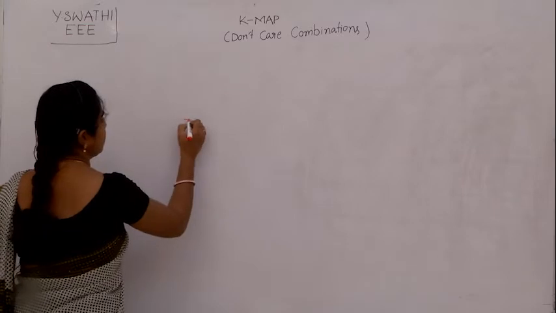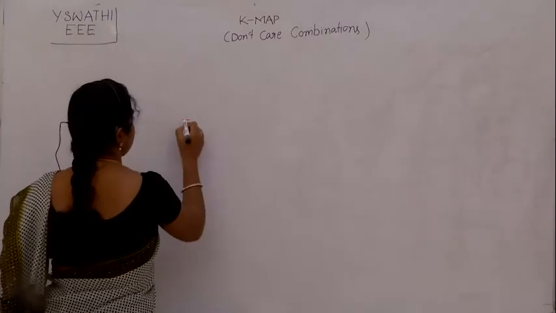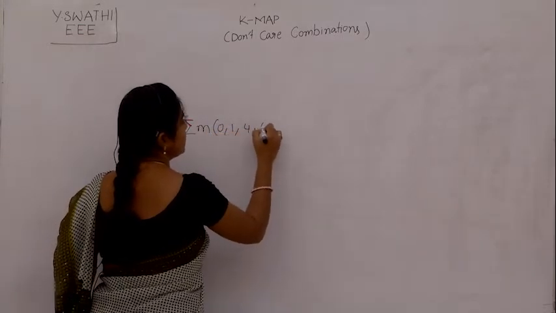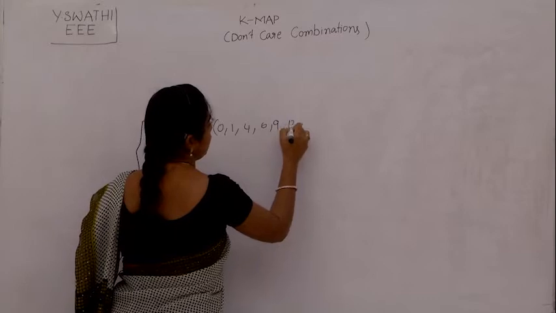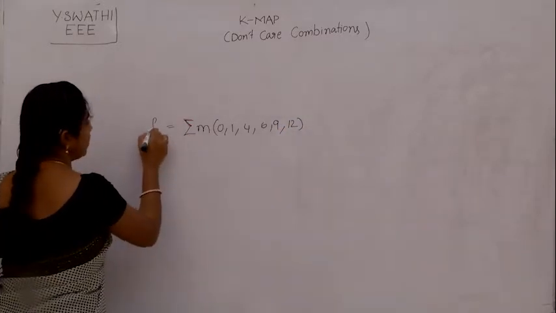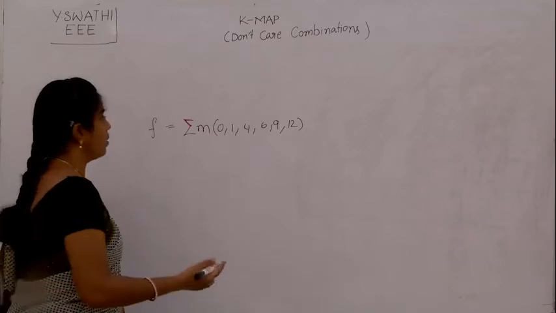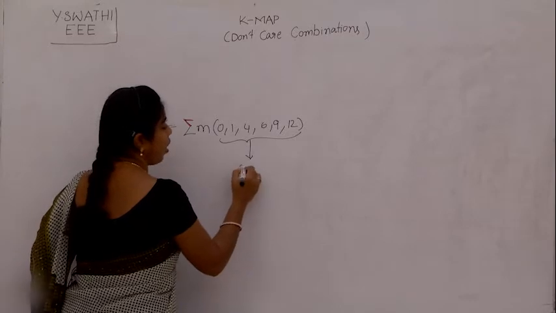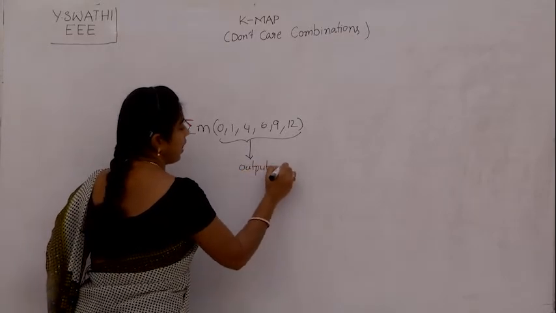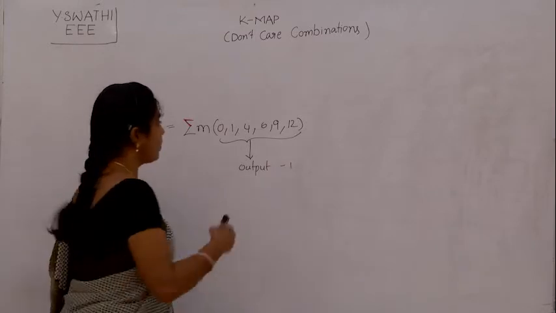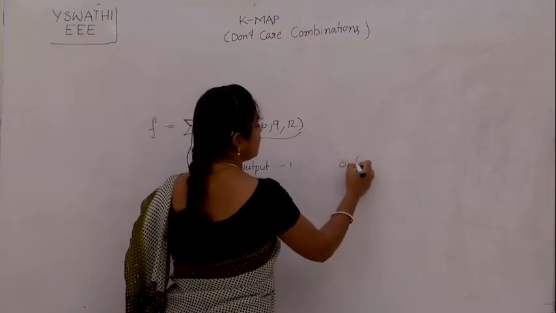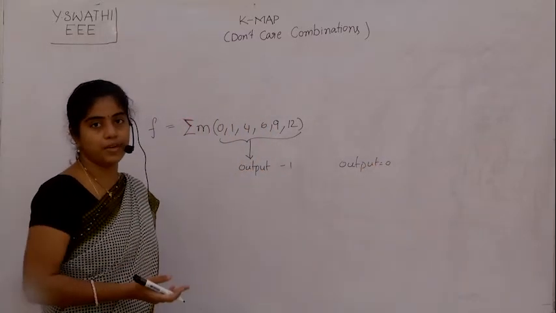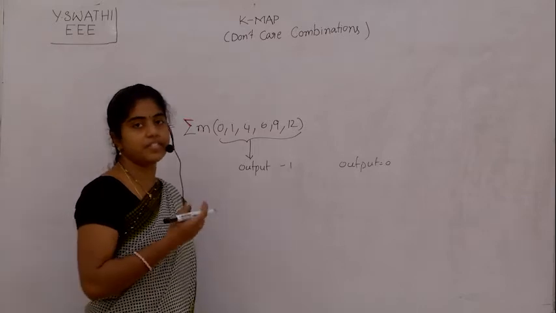So if I write like this, sigma m of 0, 1, 4, 6, 9, 12, this is my function, then what I'm going to say is for these combinations of inputs I have the output expression as 1. For the rest of the combinations the output I'm taking as 0. That is what I represented in the truth table format in the previous examples.